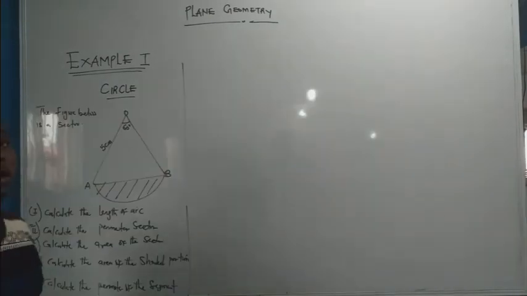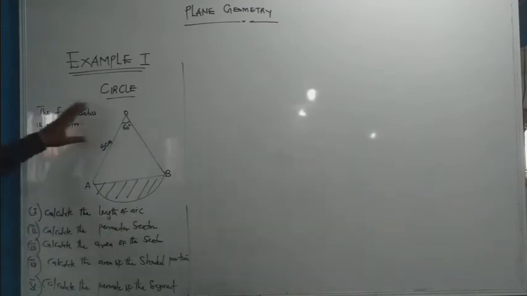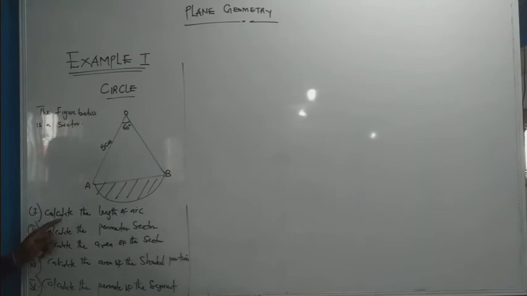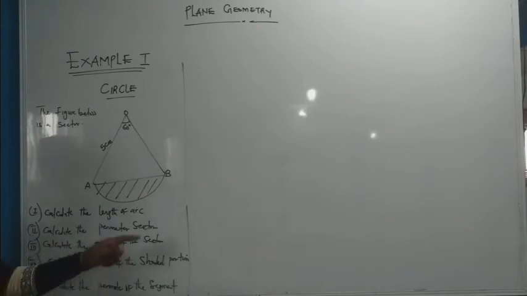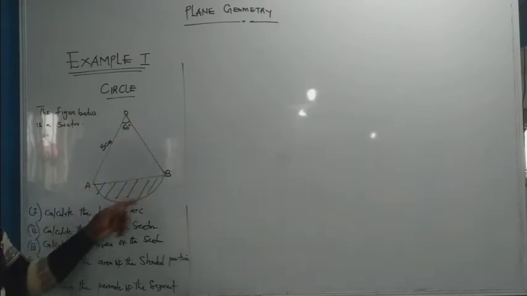Alright. So we are to solve questions on the sector, segments, and all that was explained earlier. So we have to calculate the length of an arc. The question says the figure below is a sector of a circle. Question 1 is calculate the length of an arc. 2, the perimeter of the sector. 3, the area of the sector. 4, the area of the shaded portion. And 5, the perimeter of the segment. Okay, what segment? The perimeter of this segment, the minor segment.